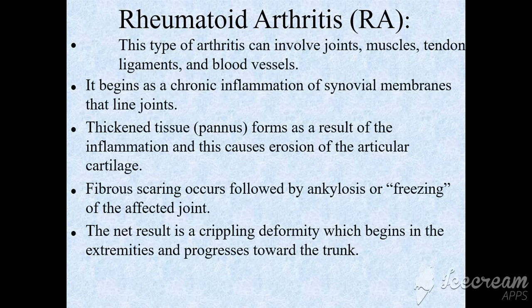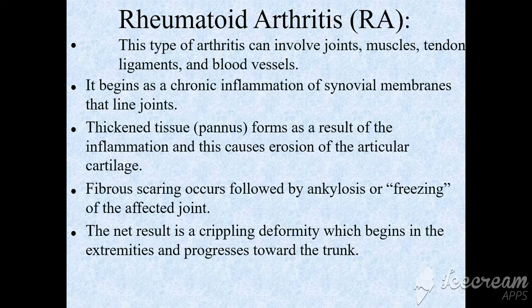Rheumatoid arthritis is a common type of arthritis that affects the joints, muscles, tendons, ligaments, and the blood vessels. It begins as chronic inflammation of the synovial membranes that line the joints. A second tissue forms as a result of the inflammation. In this case, it causes erosion of the articular cartilage. This second tissue is the pannus. Fibrous scarring occurs, followed by ankylosing or freezing of the affected joints.